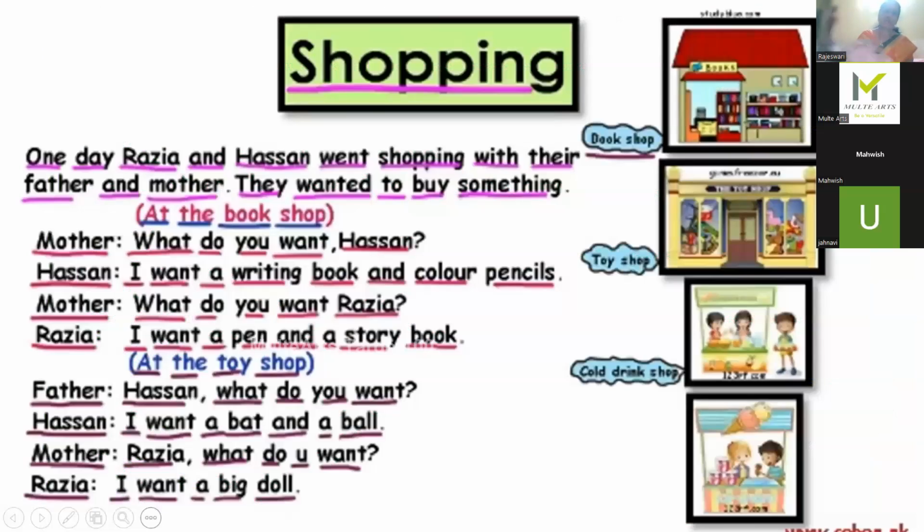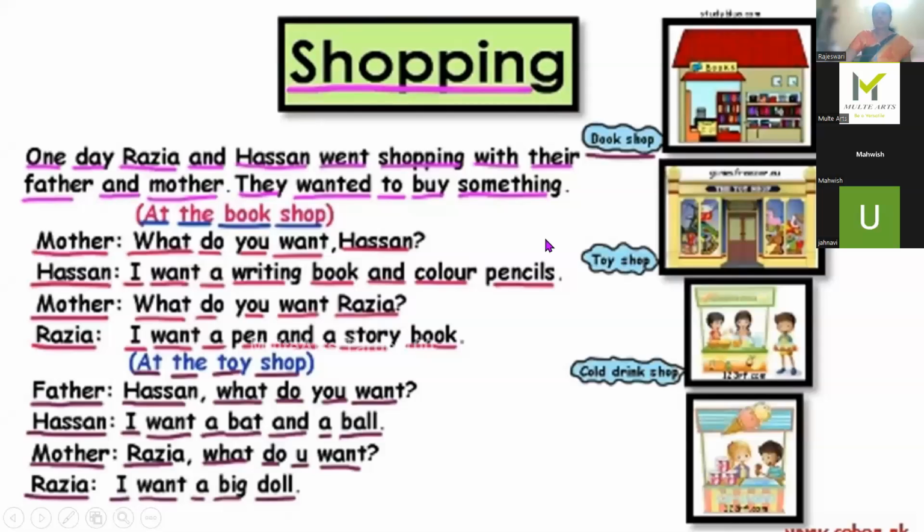Next, let's travel to the other one. We mostly go shopping, maybe to a market or malls. This is a conversation between two persons, Razia and Hassan. They have gone shopping with their father and mother, and they wanted to buy something. So how is the situation going to be? Especially as I'm a teacher, I have chosen this bookshop. Generally students go to a bookshop to buy books and everything.